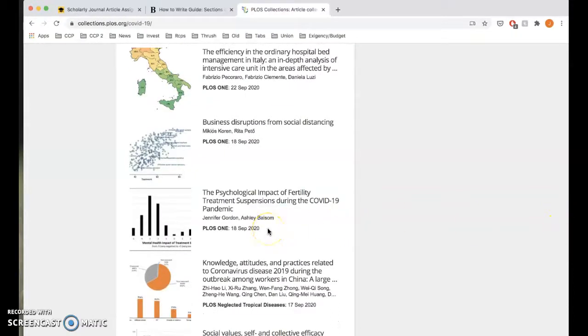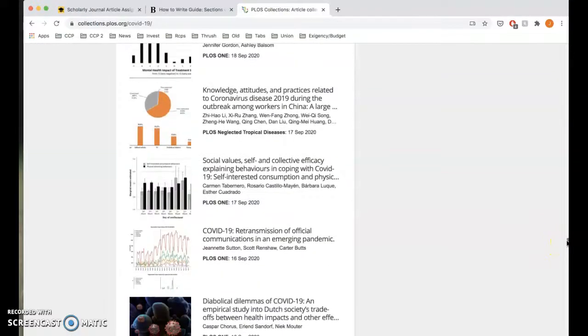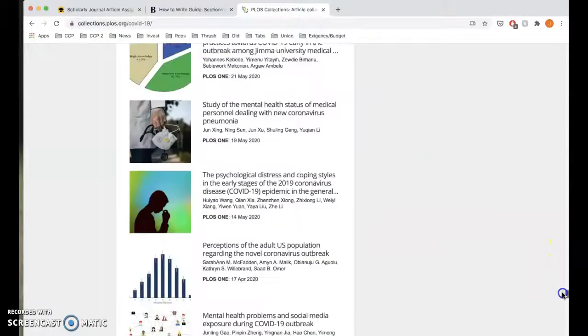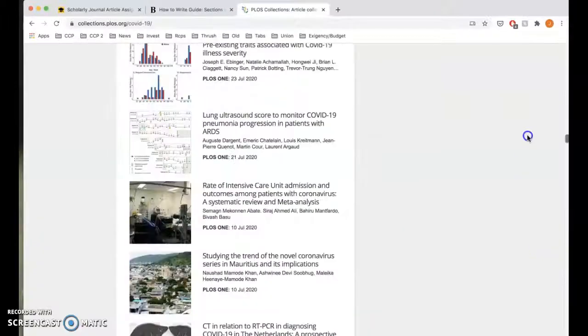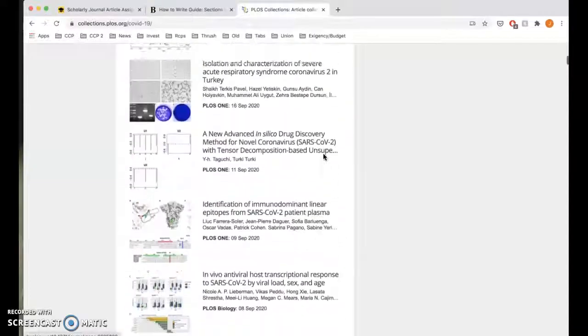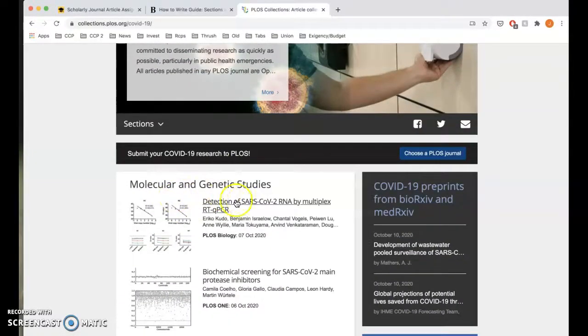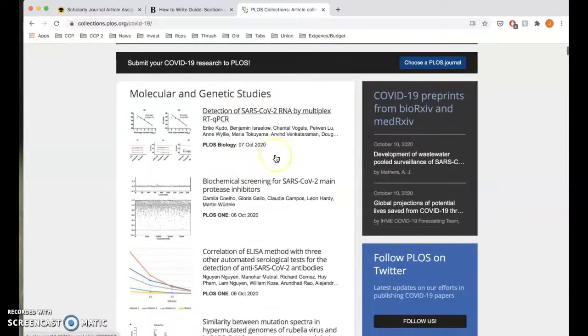I have to tell you the truth. Some of them I look at and I just go like, oh my God, I don't even understand what they're saying, right? Because they're very tailored to other researchers who are looking at really specific problems in their disciplines, okay? So for example, let me just scroll back up to the top, molecular and genetic studies, right? These are gonna be researchers who are studying like the genetics of the virus, right? They're studying the molecular structure of the virus.